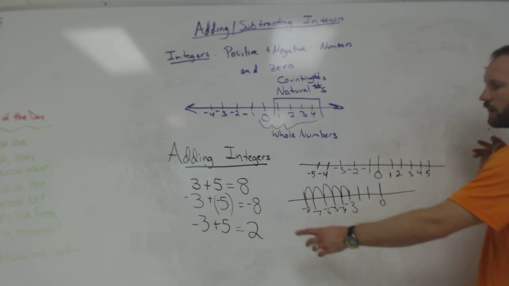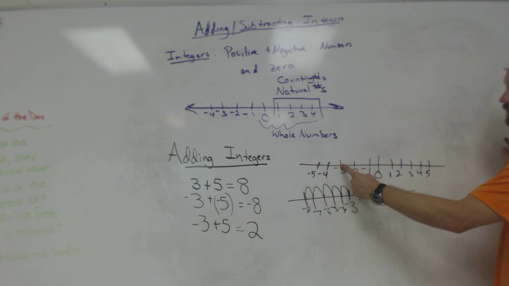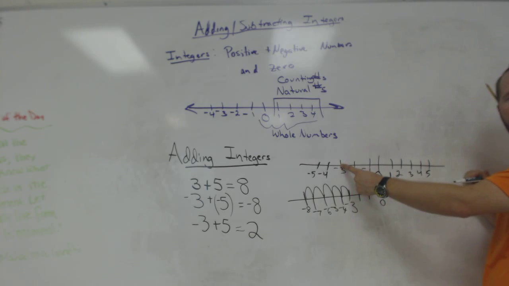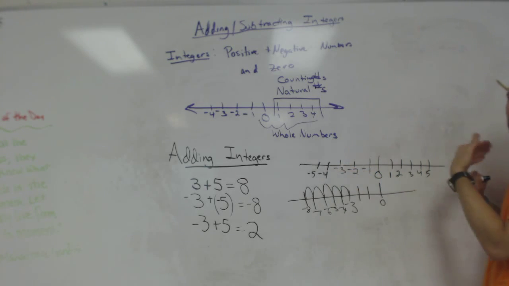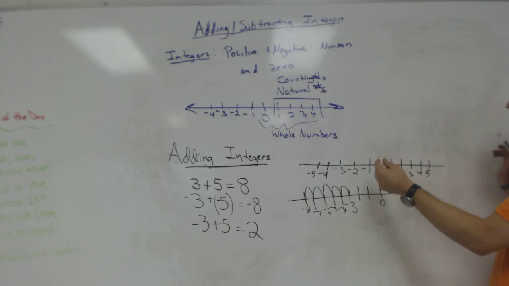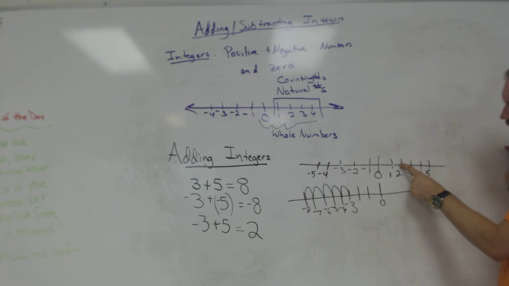Okay, so negative 3, I'm right here on the number line, plus 5. I'm going to move left or right? Right. I'm going to move to the right because I'm adding 5 to that. So I'm going to go 1, 2, 3, 4, 5 to the right. I end up at positive 2.